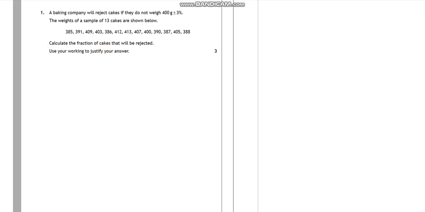let's have a look. So we're going to reject something if they don't weigh this amount. So all that's saying is that, okay, well, 400 grams is what we're aiming for, and plus or minus 3%, that's the tolerance that we're given. Okay, so we're allowed to be within plus 3% and negative, taking away 3%. So the first thing you're thinking, okay, I need to find what is 3% then. In fact, I'm going to work vertically, I'm going to stick this up here. So what is 3%?